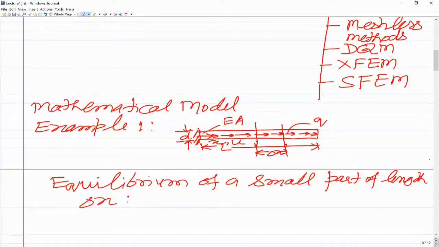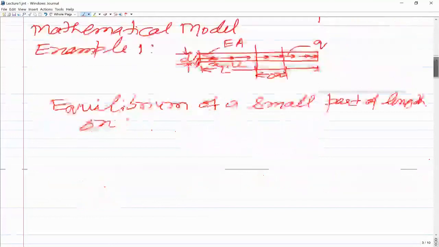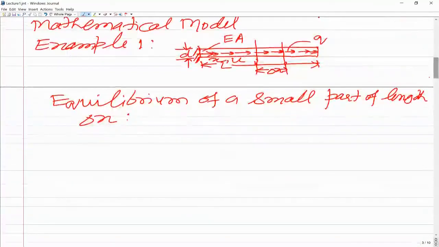Now the first step in this is to draw the free body diagram. You should be good at drawing the free body diagram. First we have to identify for what we are drawing the free body diagram. In this case we want to draw the free body diagram of this part. We sketch that part separately, and we show all the forces acting on it.